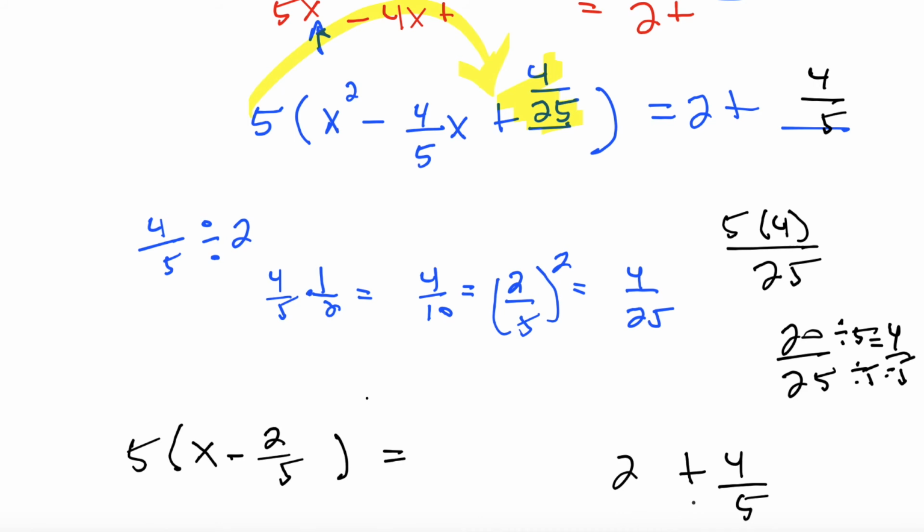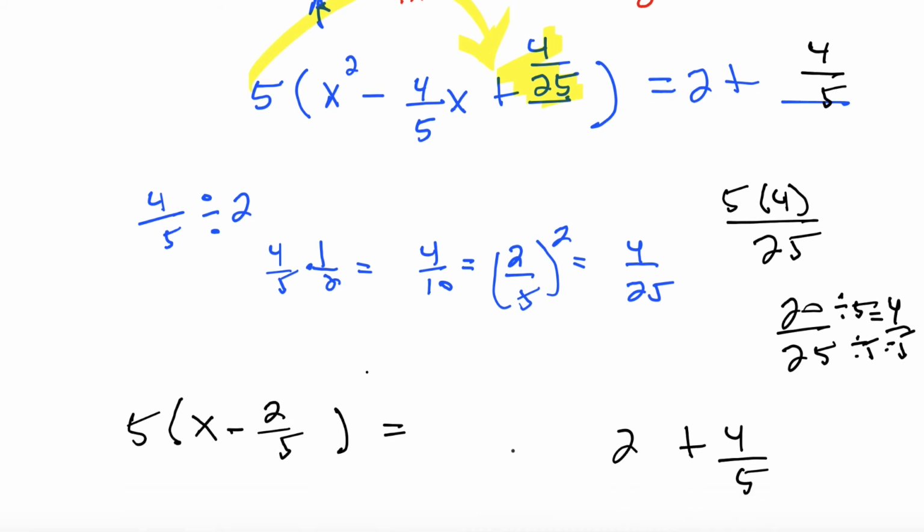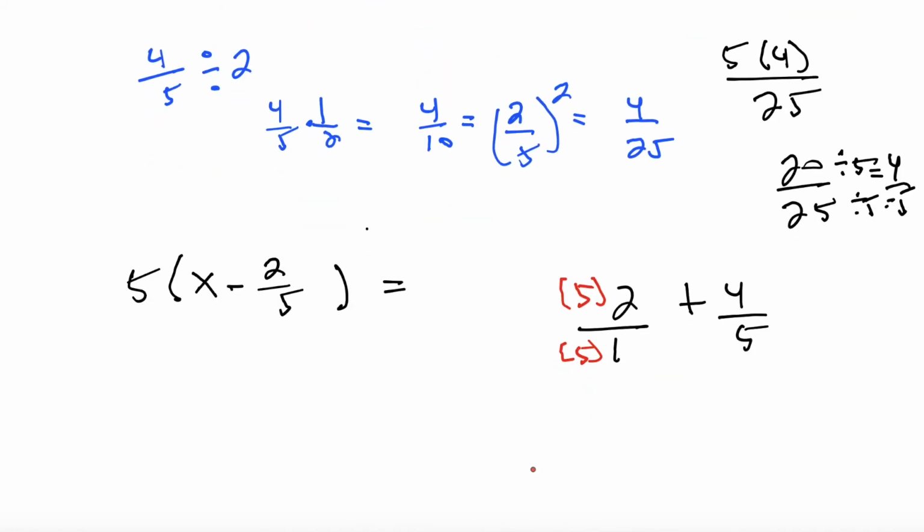You have to get 5 on the bottom for the 2. So it would be 10/5. So you did this, and then you did this, and then you did pretty fast. And then you did that.